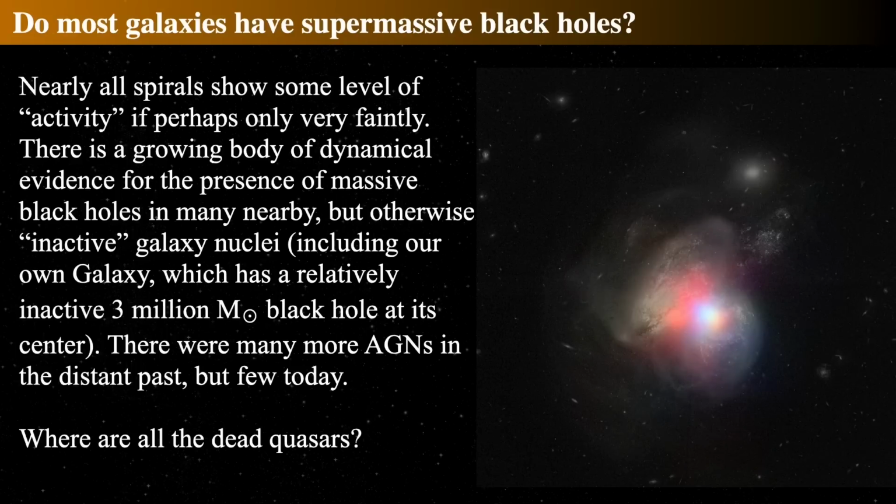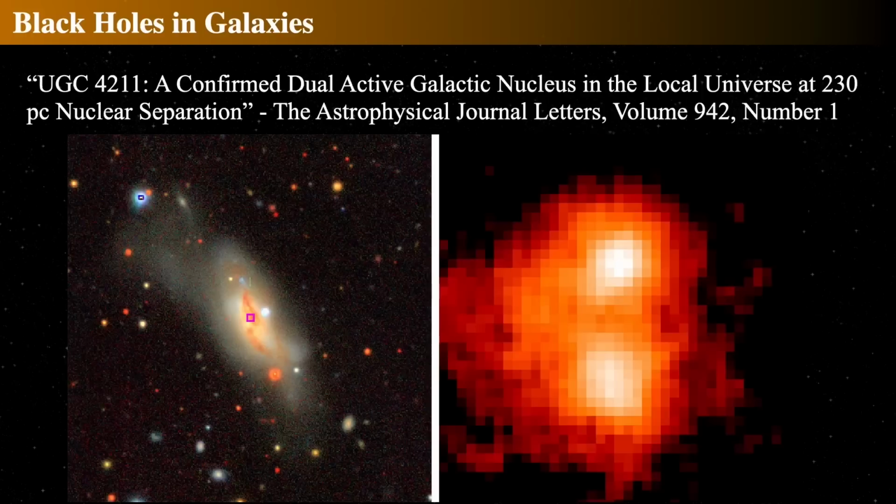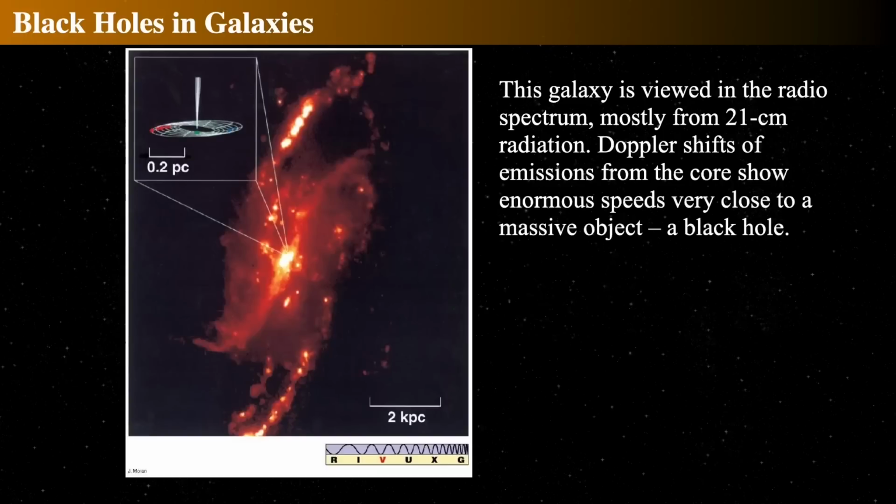So there are lots more AGNs in the past, but fewer today, and where are all the dead quasars? And so that asks the question. Now we see that this is just another example of what we mean by the size scales of these things. We see them in distant galaxies. Again, another way to look at it is there are other spiral galaxies.